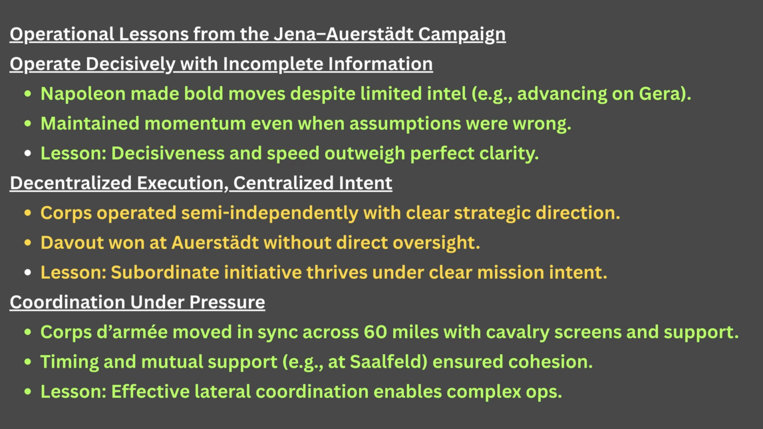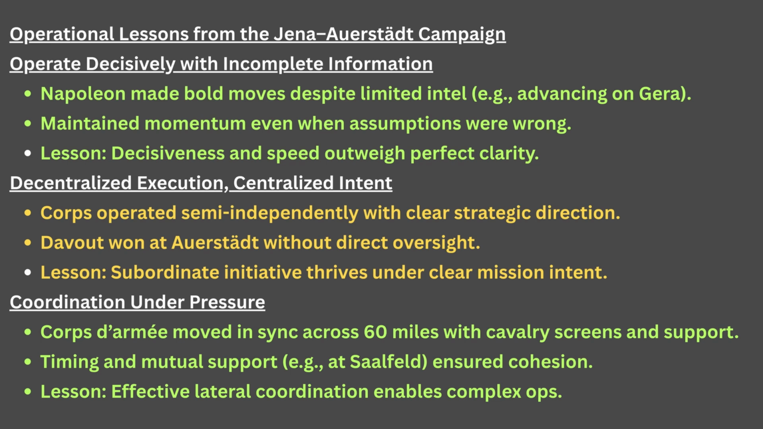2. Decentralized execution, centralized intent. Napoleon gave his corps clear strategic goals, but left room for them to act independently. One of the best examples? Marshal Davout at Auerstädt won a massive battle without any direct supervision from Napoleon. Lesson: when the mission is clear, subordinate initiative becomes a major strength.